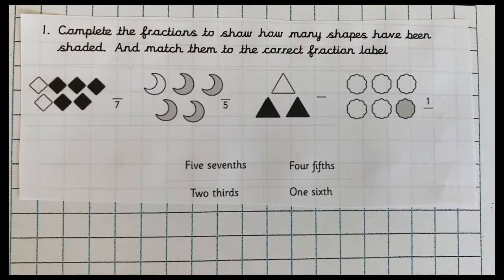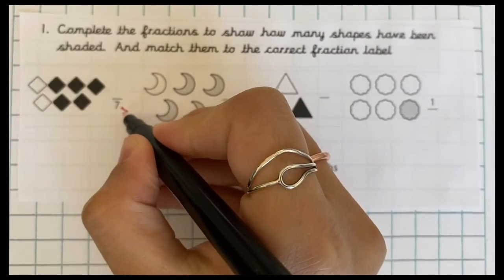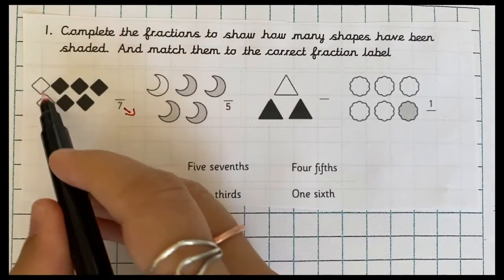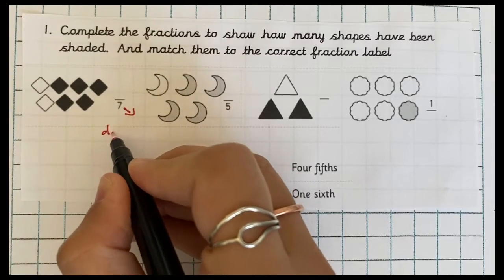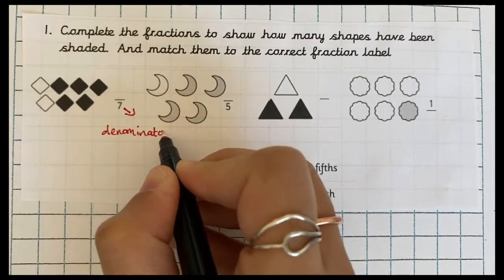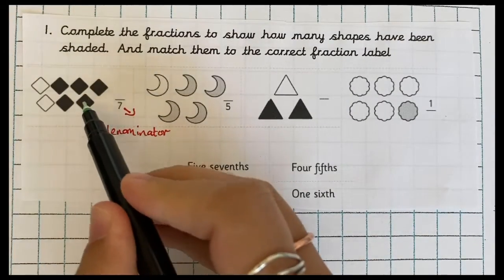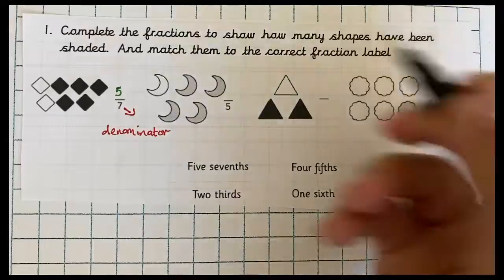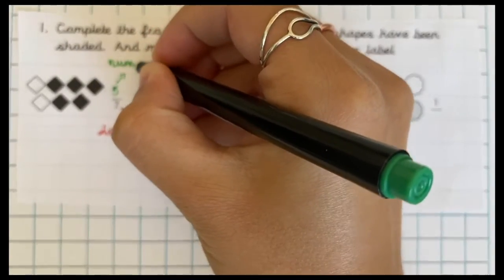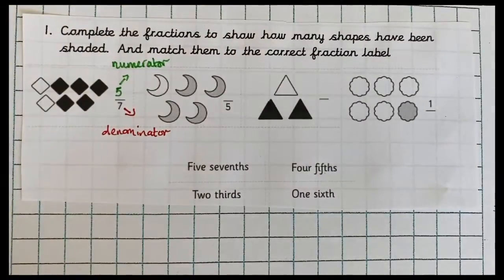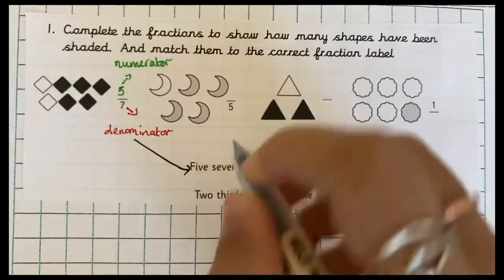Complete the fractions to show how many shapes have been shaded and match them to the correct fraction label. So the 7 here shows the total number of shapes. We call this a denominator. So here we have 7. Now I've just counted the number shaded in, which is 5, and that's what we call the numerator. So 5 out of 7 are shaded in, which is 5/7.